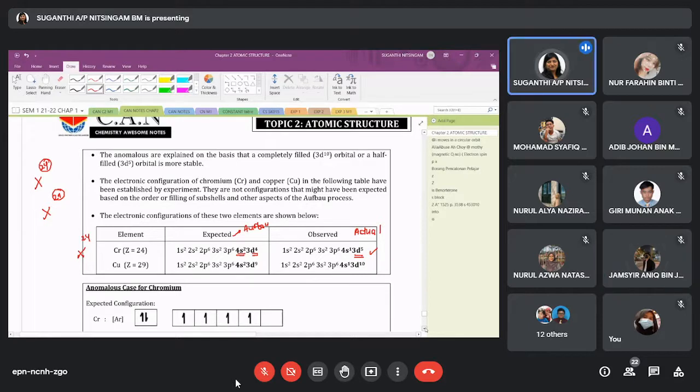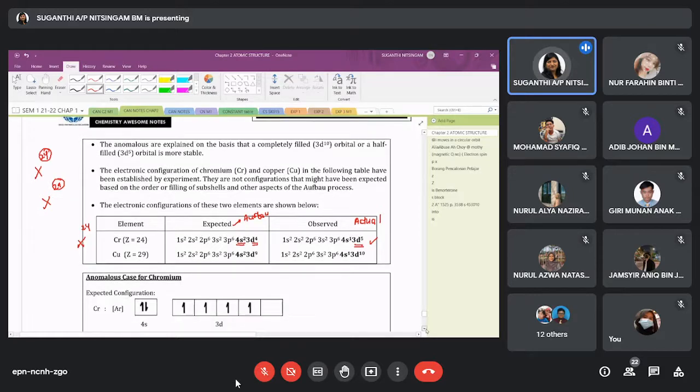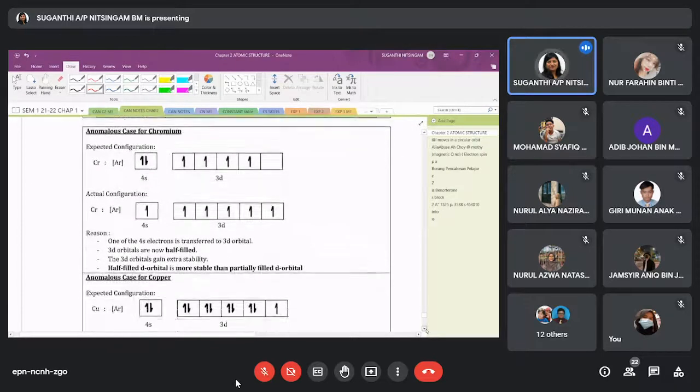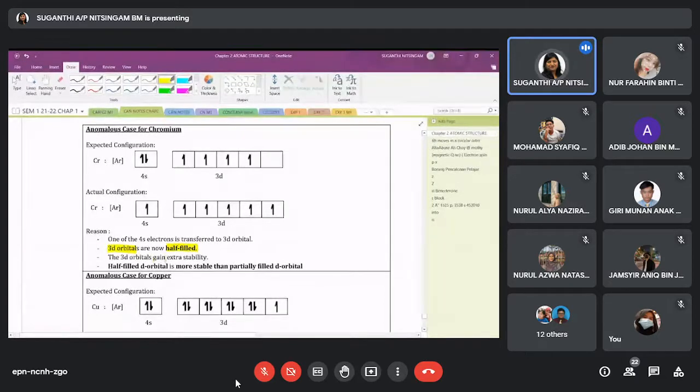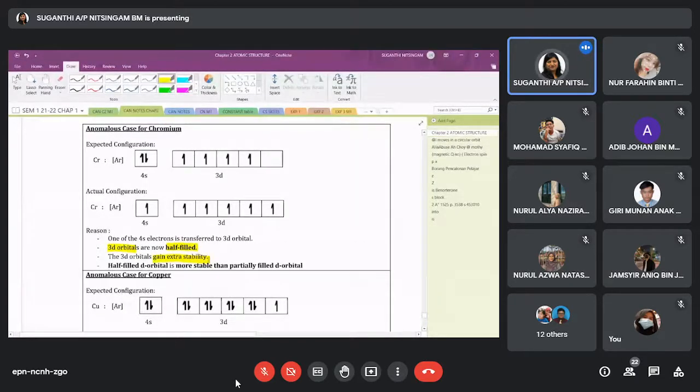It must fill 4S first, then 3D. But when it donates, it donates from the outermost first. So it is like this. You must be able to explain this. Why? Expected is like that, actual is like this. Why? One of the 4S electrons is transferred to the 3D. Why does it transfer? Because the orbitals are now half filled. The 3D gains extra stability. 3D orbital half filled will gain extra stability. A half filled orbital is more stable than a partially filled one.